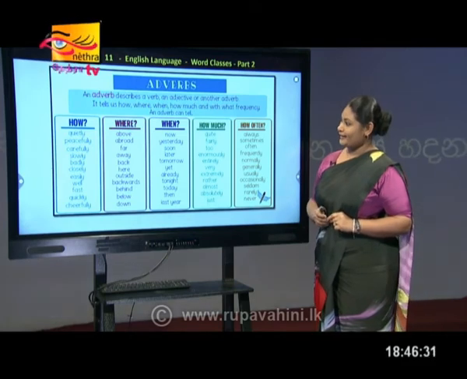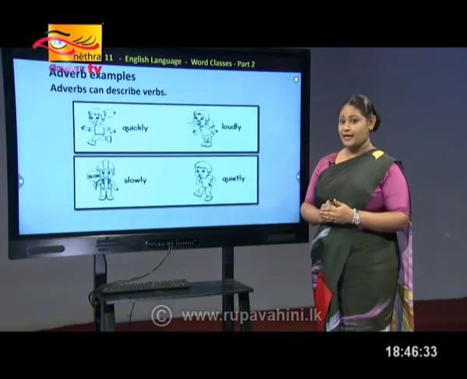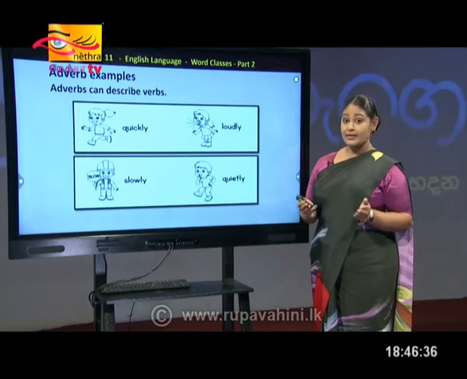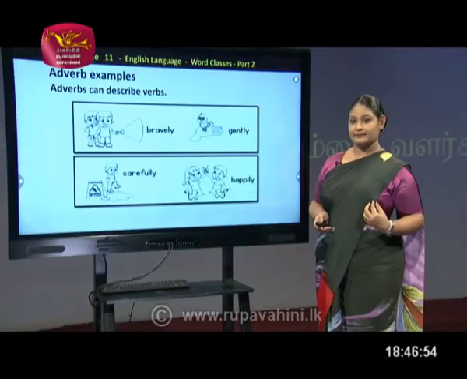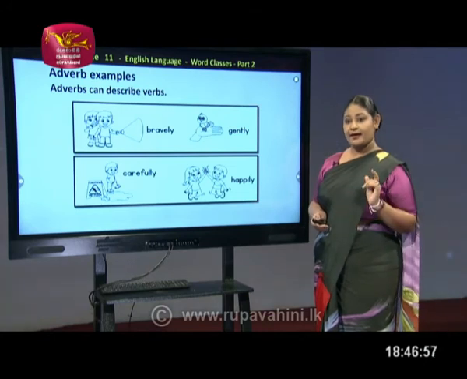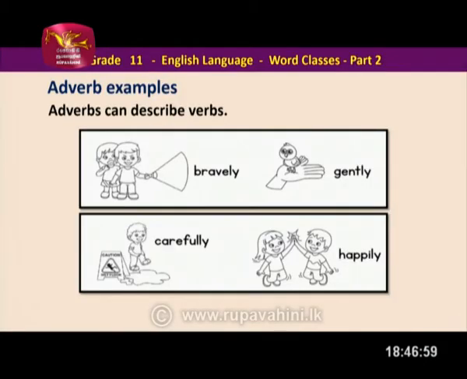Right? All right. Now, adverb examples are given. Here you have more examples. Quickly. How does she run? She runs quickly and she shouts loudly. Slowly. He walks slowly. Please walk slowly. Quietly. Don't shout. Right? Talk quietly. Bravely. Gently. Carefully. Happily. They played happily. How did they play? These are adverbs of manner. They describe how you did it, how you do it.